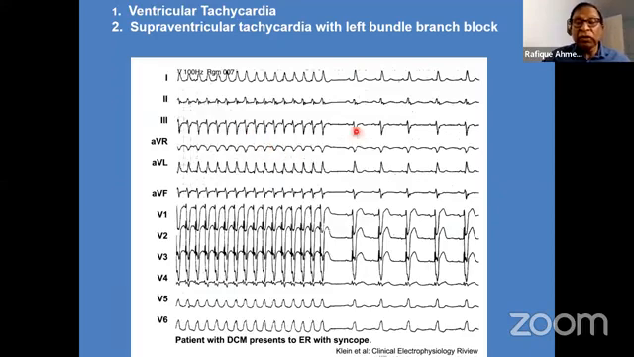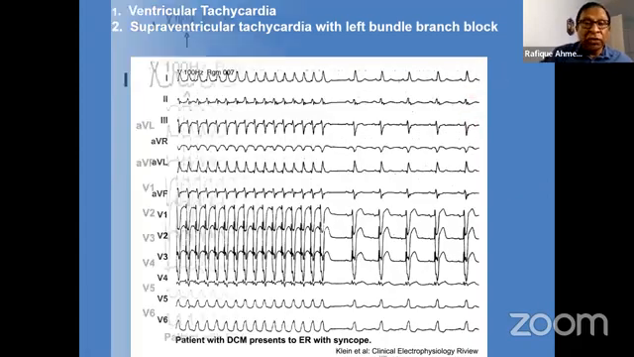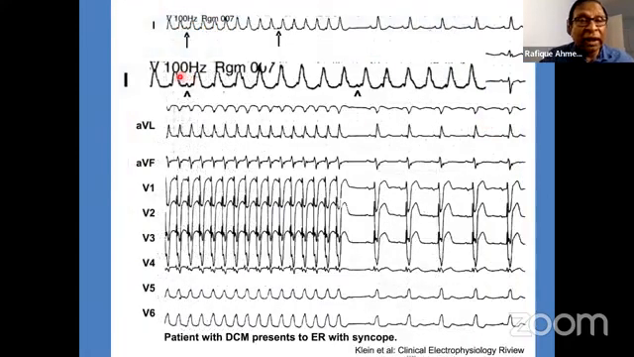But the patient's history is a little funny: dilated cardiomyopathy presenting with syncope. So what I did, I expanded this ECG. If you look at lead 1, there is a P wave here and there is a P wave here. I have expanded it. You can see the P wave over here, P wave over here, and it's not present anywhere else. So there is possible AV dissociation in this patient.